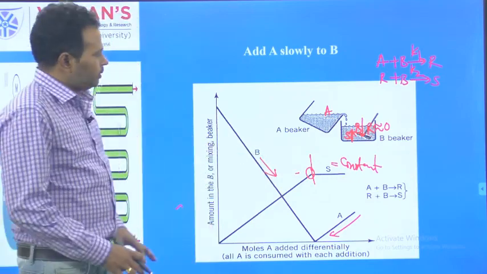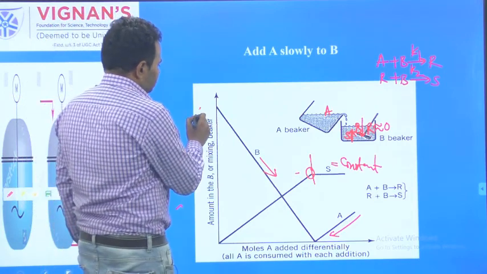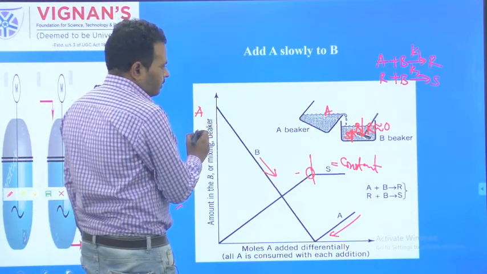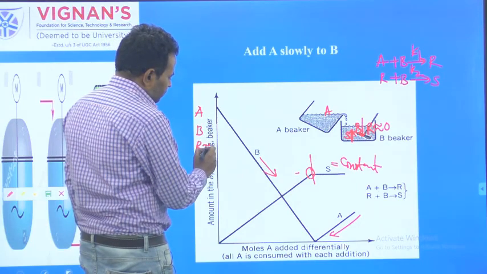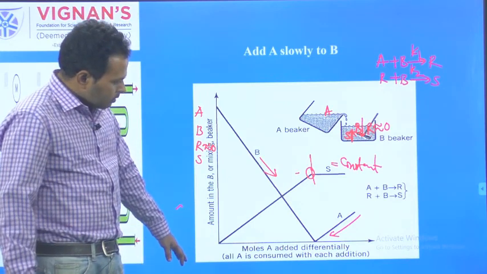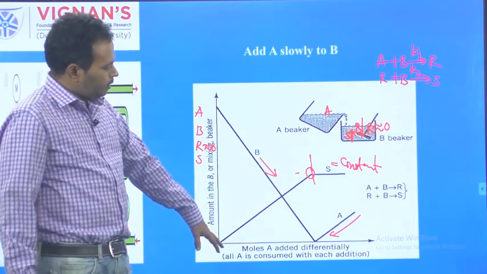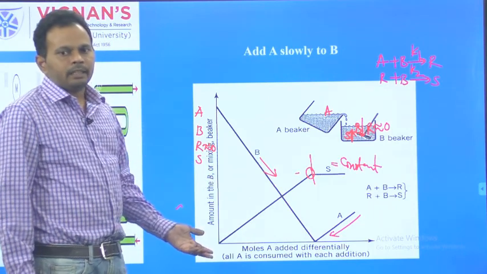So, similar to the previous one, now take the concentration of the reactant components on the y-axis, A, B, R and S, but R in this case is approximately 0, and take the moles of A added on the x-axis, or you can take the x-axis as the time of the reaction.